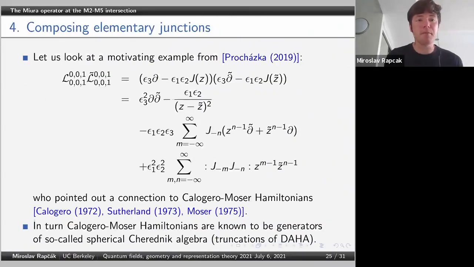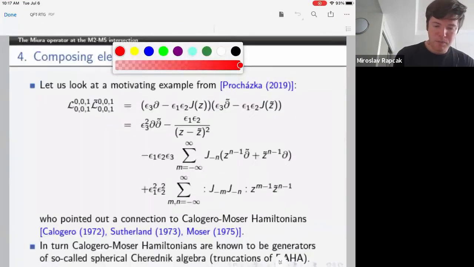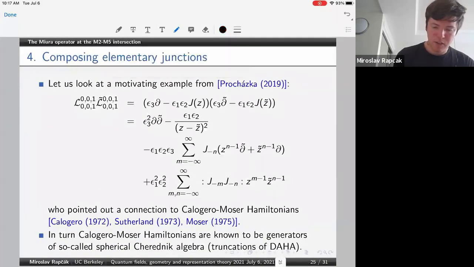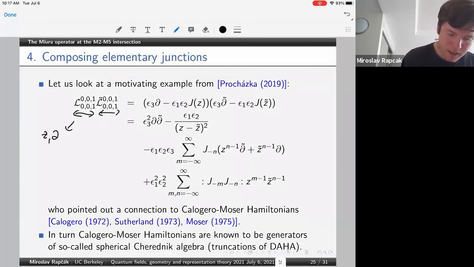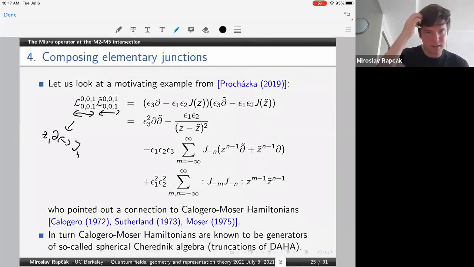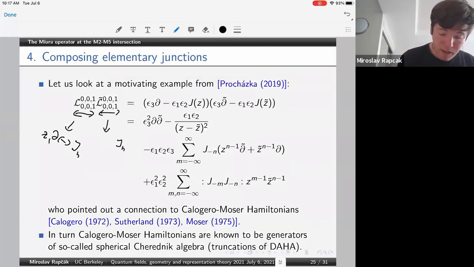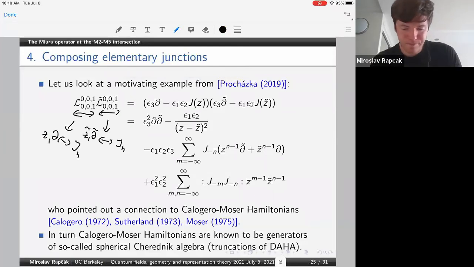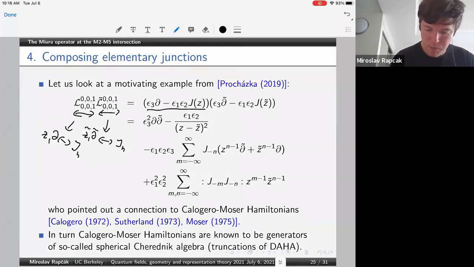And this was actually the motivating example for the whole project. It was the following observation: if you compose the two Miura operators here, but compared to the previous story, I'm doing a slightly different composition. I have again the two Miura operators, but this one pairs the M2 brane algebra with the M5 brane algebra, and this one now couples the same M5 brane algebra, because we have the same M5 brane, but a different M2 brane. So I denote the algebra associated to the other M2 brane with the tilde. And here I just write down the Miura operator.